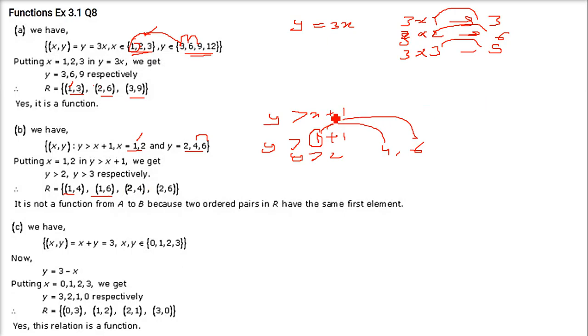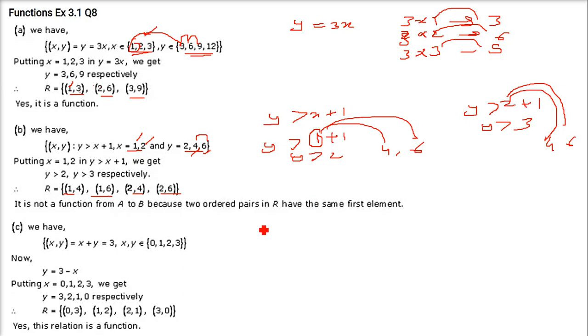Then coming to, let us put x equal to 2 now. So y is greater than, x is 2, I am putting 2 plus 1. So y is greater than 3. So what are the values here which are greater than 3? 4 and 6. So you get 2 and 4 because we have put x as 2, and 2 and 6. 2 and 4 and 2 and 6 will be the ordered pairs.